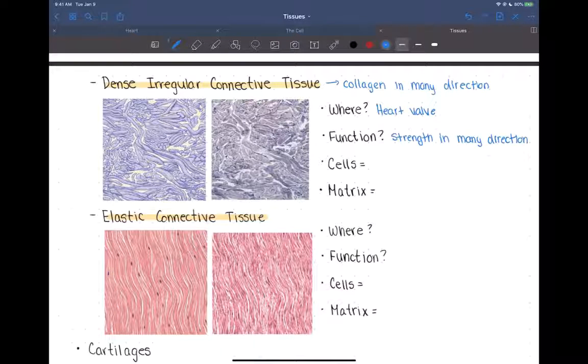We also have dense irregular connective tissue under the skin. So the dermis of the skin that we're going to learn about, I think it's the next chapter, right? The dermis has dense irregular tissue. So that provides strength underneath that epidermis layer. The periosteum.